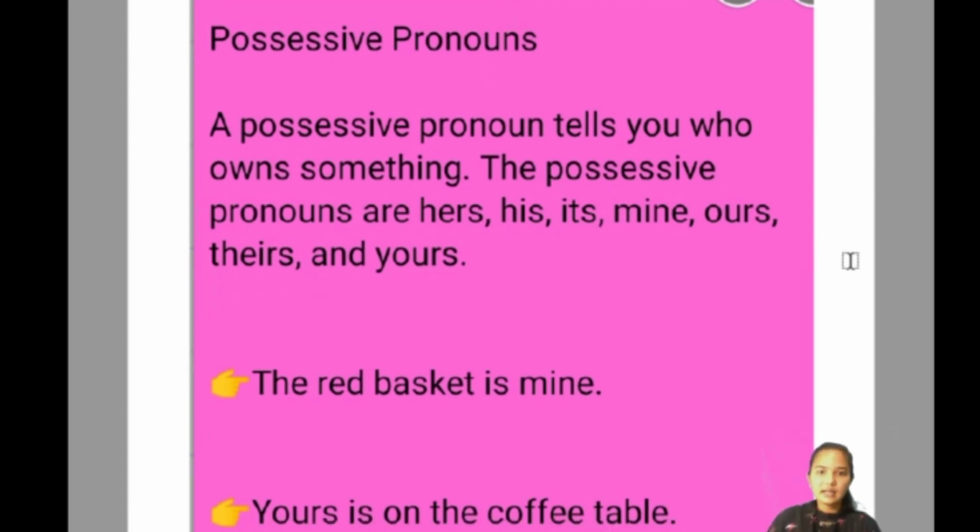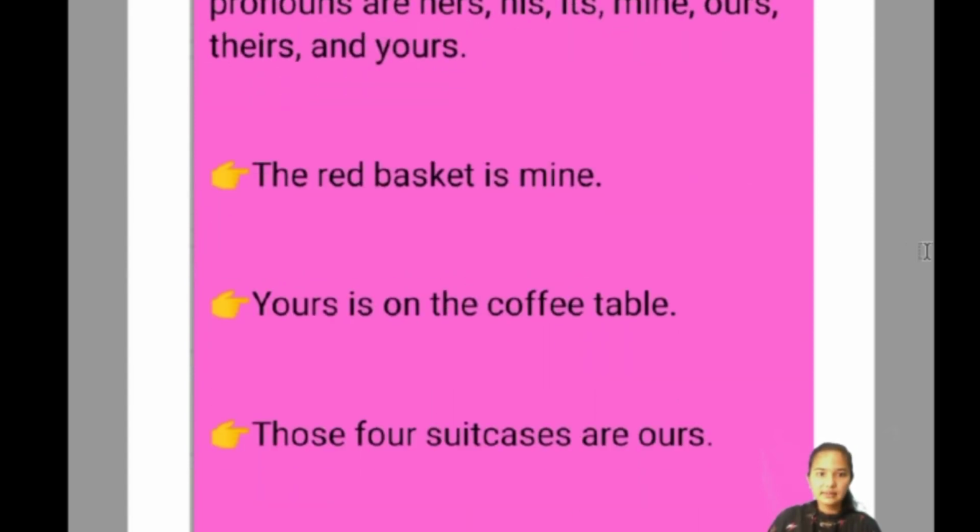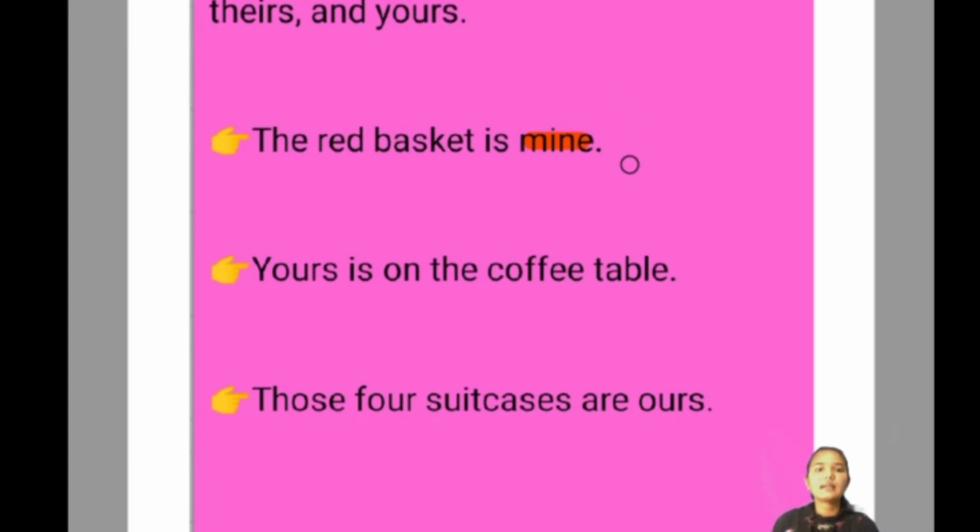Let us see how. The red basket is mine. Here we are introducing a word, this mine. It is a possessive pronoun because this word is telling us that it is only mine. And yours is on the coffee table. Here, yours is a possessive pronoun. Those 4 suitcases are ours. So here, ours is the possessive pronoun.